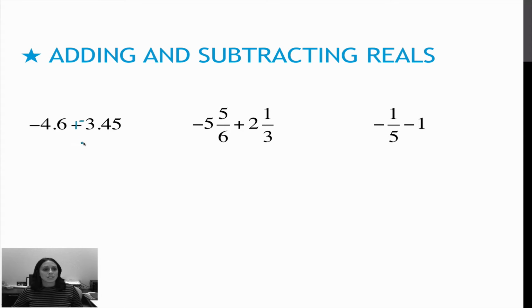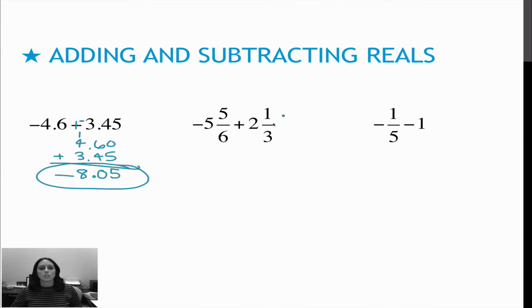So if I'm adding them together, I need to line up those decimal places. I'm going to add that extra 0 in as a placeholder. 0 plus 5 is 5. 6 plus 4 is 10. So I'm going to put the 0 here and carry the 1. 4 plus 1 plus 3 is 8. Now those are both negative, and my answer is negative. So same sum, keep the common sign.